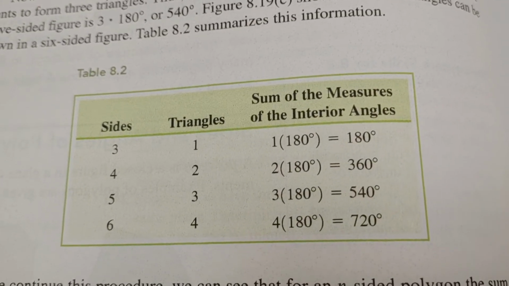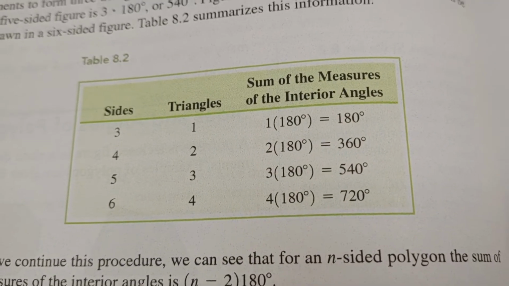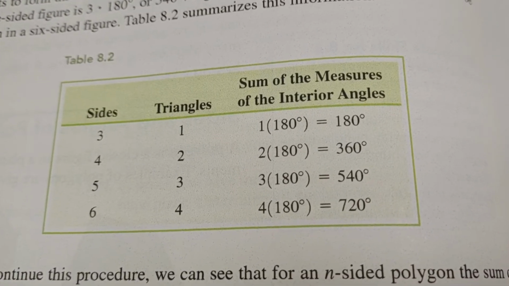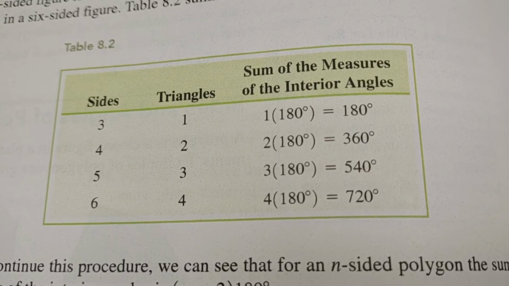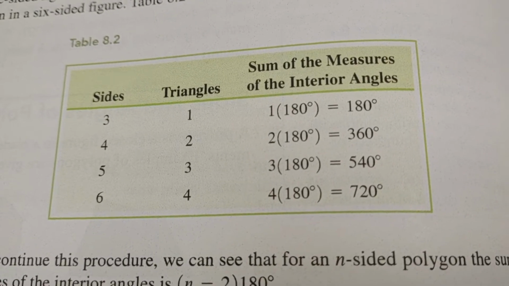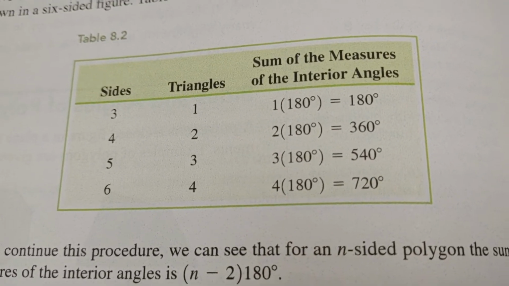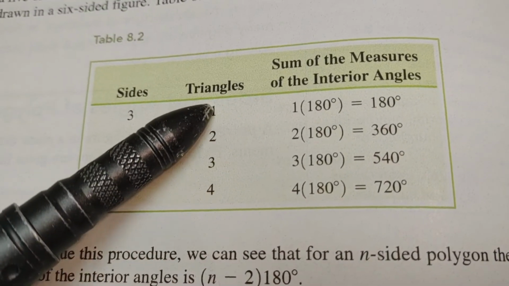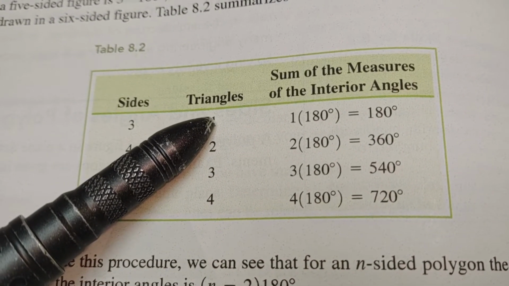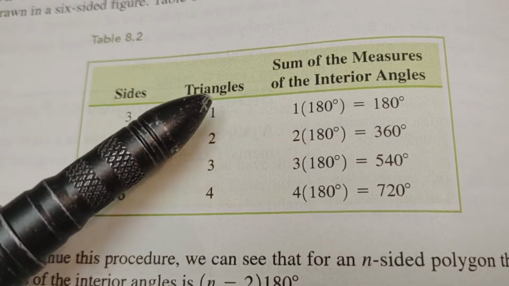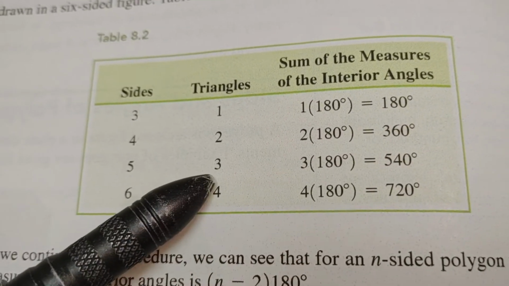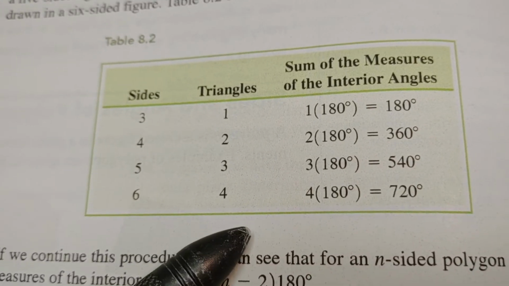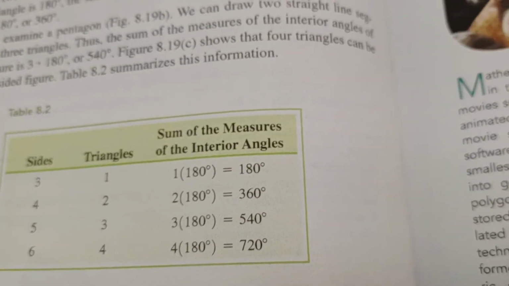And here's this chart with the same thing. We have sides, 3, which is triangles. How many triangles do we have? If we have 4 sides, we have 2. If we have 5 sides, we have 3. If we have 6 sides, we have 4 triangles. All they're doing is, they know a triangle has 180 degrees total. So 1 times 180, 2 times 180 gives 360, 3 times 180 gives 540, and 4 times 180 gives 720.